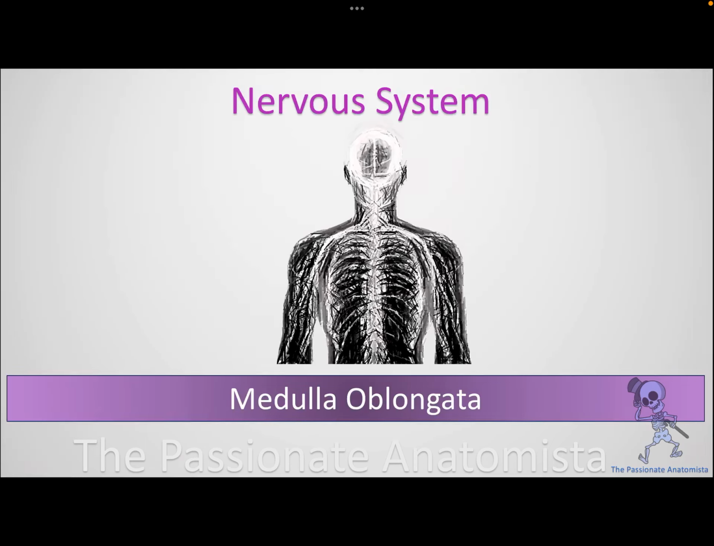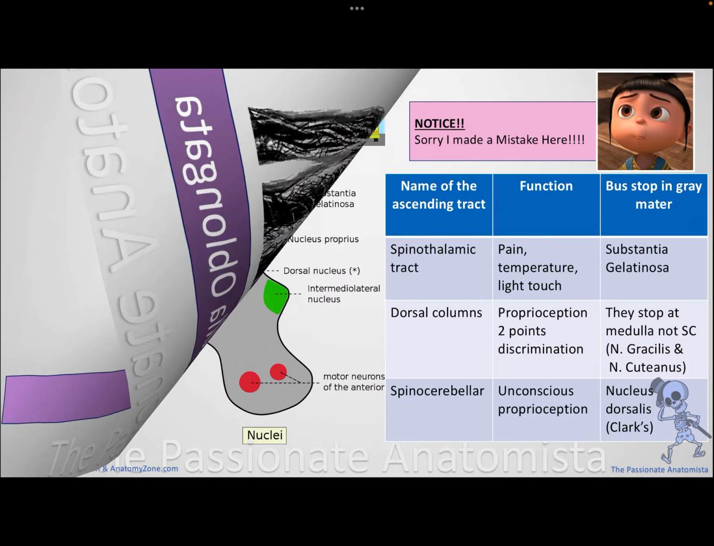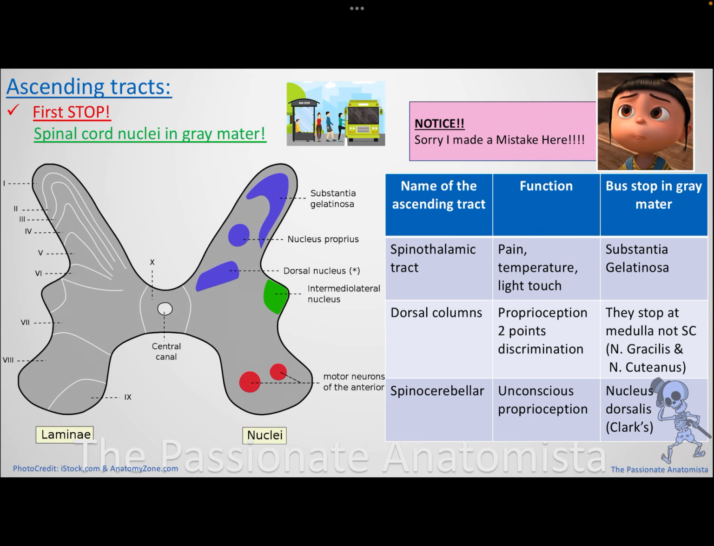Hello everyone. In this video, we're gonna talk about the first part of the brainstem, which is the medulla oblongata. But before we talk about it, I just want to apologize for a mistake that I made in the ascending tracts summary in my previous video. I wrote that the dorsal columns stop at the nucleus proprius, and they actually don't. They stop at the nucleus gracilis and cuneatus, and this is what I already discussed in that slide itself. Just the summary has a problem, and this is the correction.